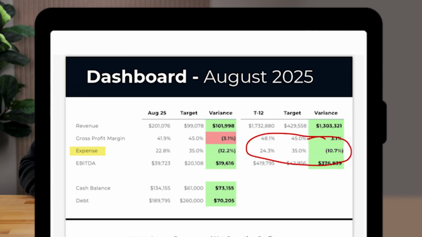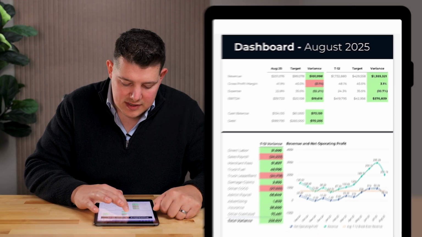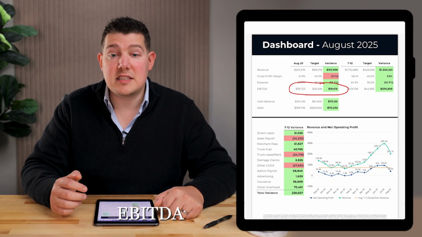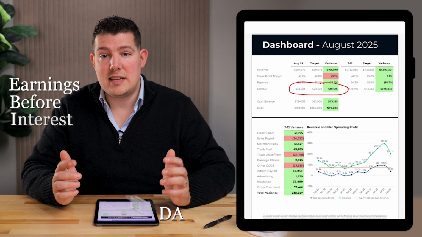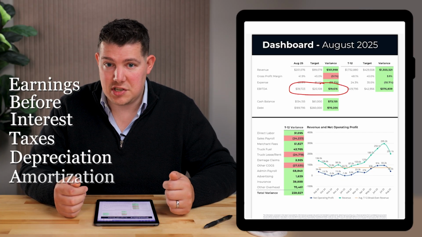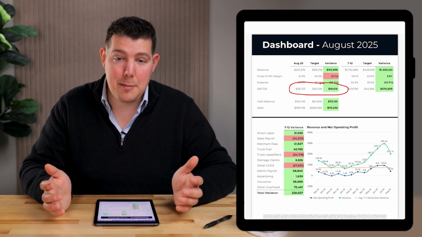If the overhead expenses are more than 35% for that period, then this variance will show as red. If the overhead expenses are less than 35% for that period, then this variance will show as green, as it does in this example. The last metric at the top here is EBITDA. And EBITDA stands for earnings before interest, taxes, depreciation, and amortization. It's an easy way of saying net operating income.